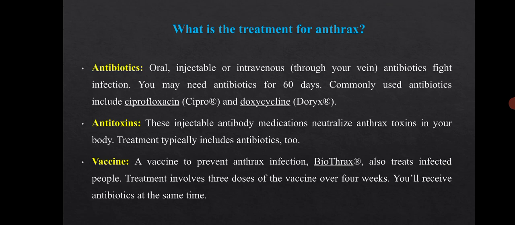What is the treatment for anthrax? There are three important ways to treat anthrax. One is antibiotics. The most commonly used antibiotics include ciprofloxacin and doxycycline. The second is antitoxin. This injectable antibody medication neutralizes the anthrax toxins. The third is vaccination. A vaccine to prevent anthrax infection is BioThrax.